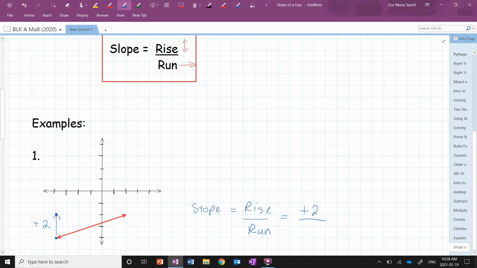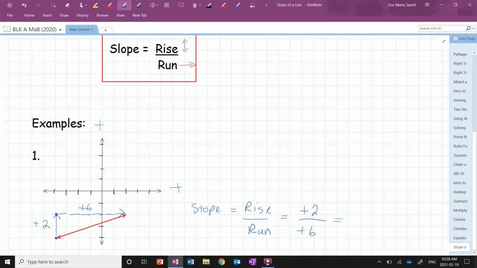Now we have to see how much we run. So from there, we're going to have to go to the right, and that's in the positive direction, right? We're going to have to go 1, 2, 3, 4, 5, 6 spaces. So that's going to take us positive 6 in the horizontal direction. So the vertical direction was up 2, which is positive 2, and the horizontal direction was positive 6. So our fraction right now is positive 2 over positive 6.